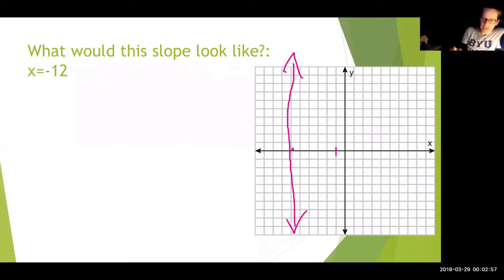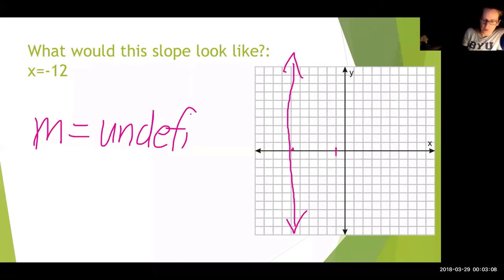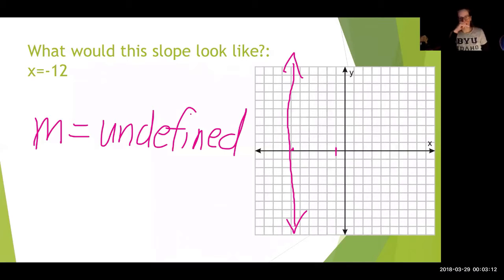This is what our slope looks like. It's up and down at -12. And our slope for that, if you remember, is going to be undefined. You need to know when your slope is undefined and when it's 0. So when it's up and down, it's undefined. All right, let's go on to the next one.